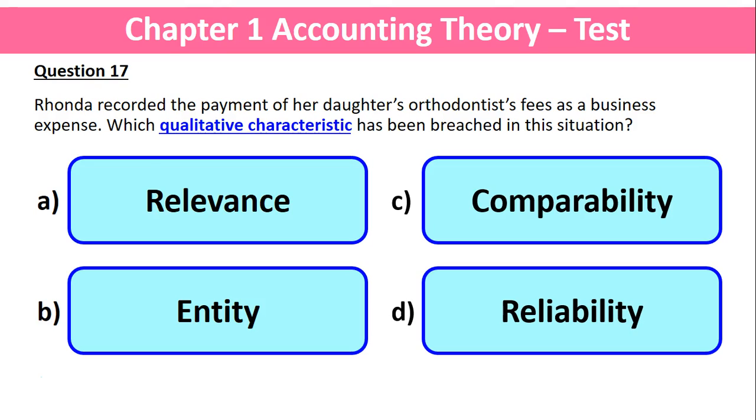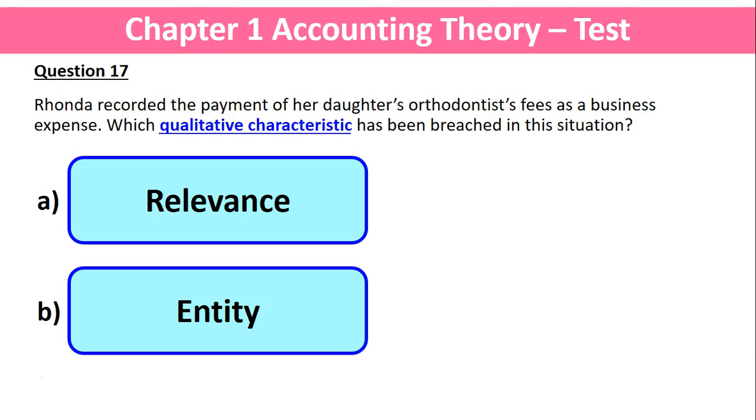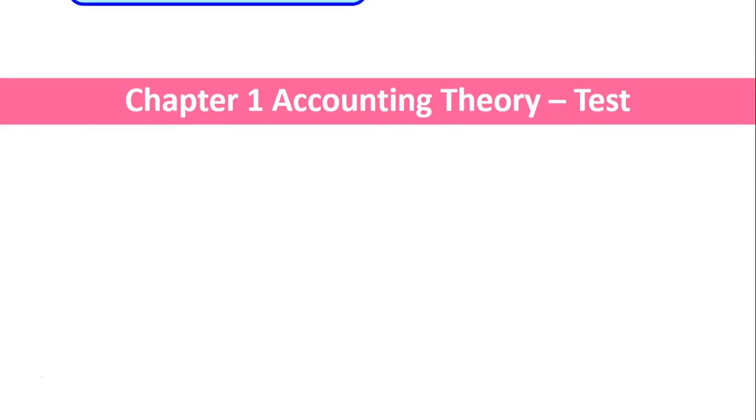business expense. Now clearly it shouldn't. So really that has nothing to do with options C or D, comparability or reliability. What we're down to is either relevance or entity. Let's have a look at each.